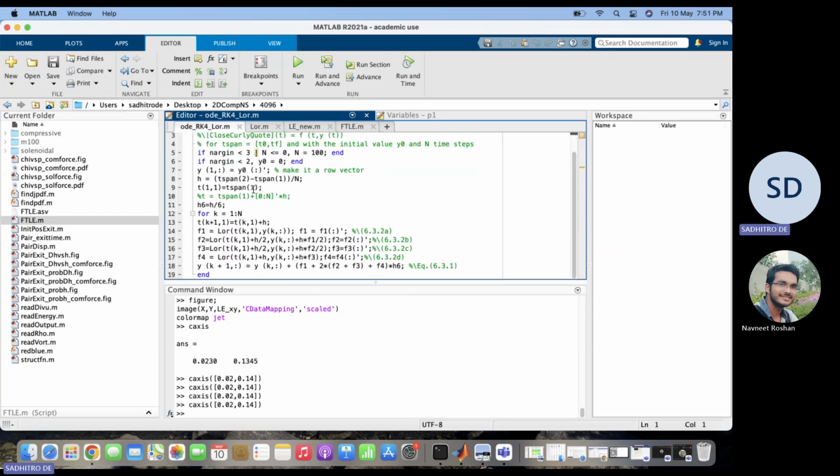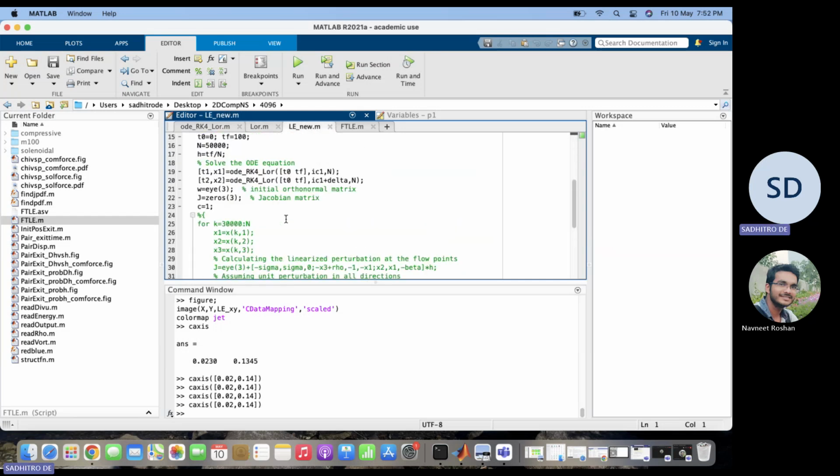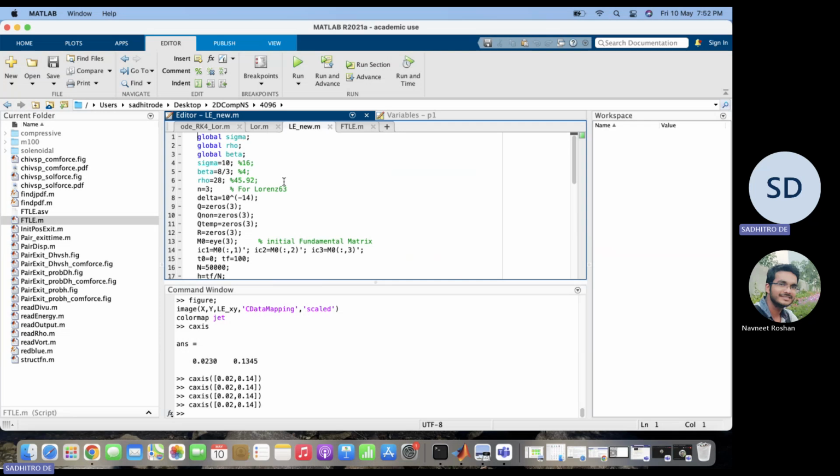And here I have used this function where I have tried to solve these equations using this RK4 method. So here F1, F2, F3 and F4 are basically what I had explained a few minutes ago regarding the RK4 method. And with that, we try to solve these equations over here.